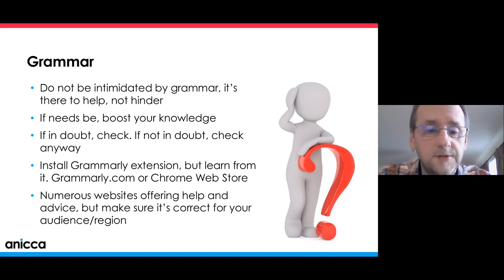I said there are many websites out there that are offering help and advice, but in my research for this talk, I strayed across the ocean to a lot of US websites and found quite a lot of variation in the rules. And of course, the web is an international medium, but think about where your audience is situated and make sure that you're applying correct grammar for your audience, your region, your culture, however you want to slice it up. But just make sure that you're sticking within your realm.